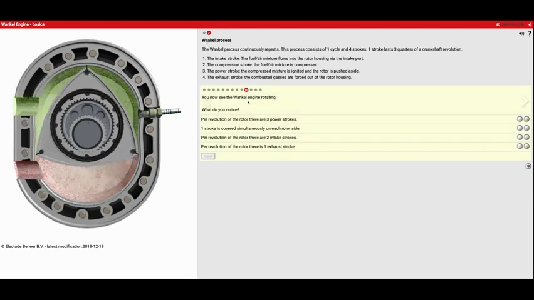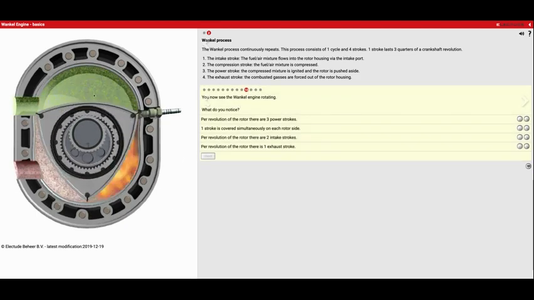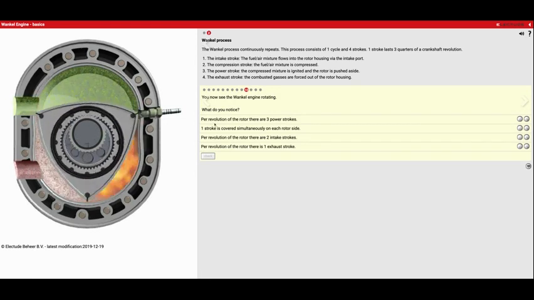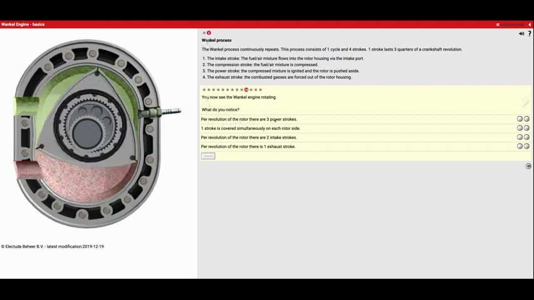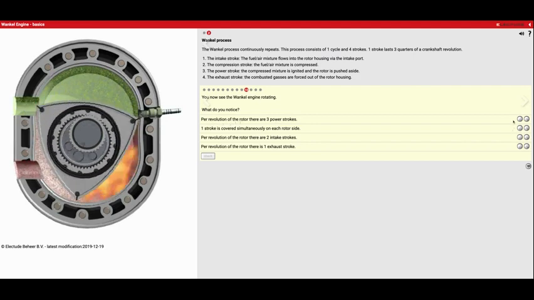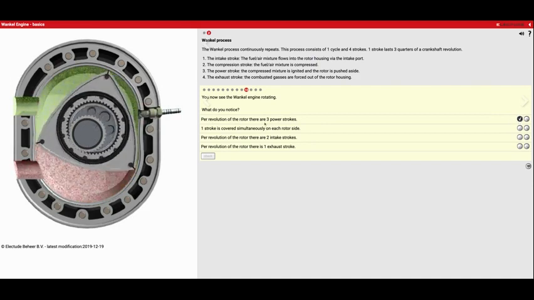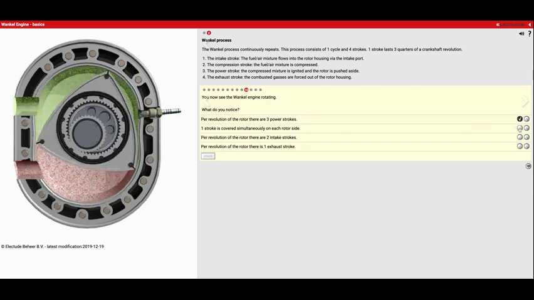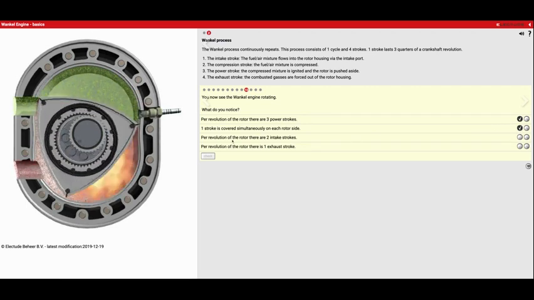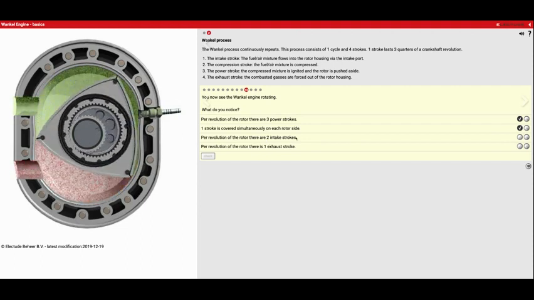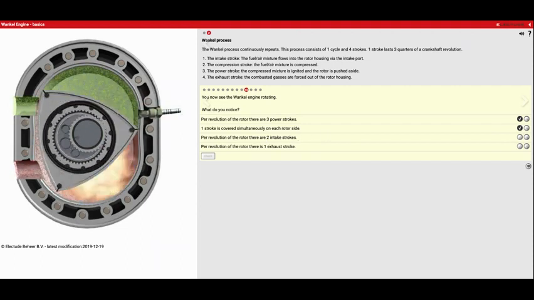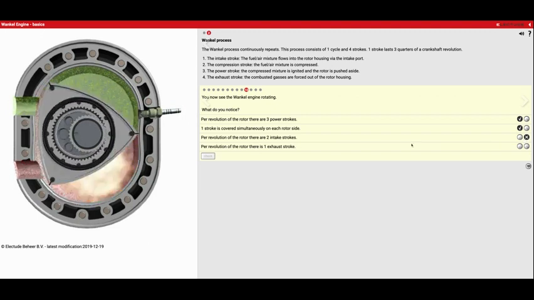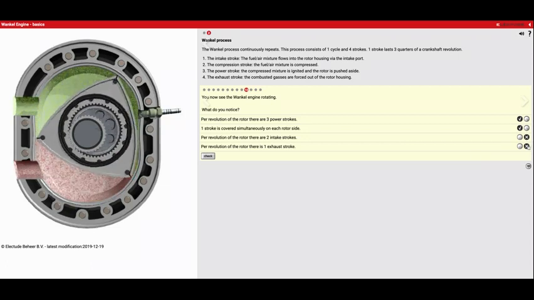And now we can see all this in action. See the rotor going around. And what do we notice? Per revolution of the rotor, there are 3 power strokes. That's going to be true. 1 stroke is covered simultaneously on each side of the rotor. That is also true. Per revolution of the rotor, there are 2 intake strokes. That's going to be false. And per revolution of the rotor, there is 1 exhaust. That's also going to be false.